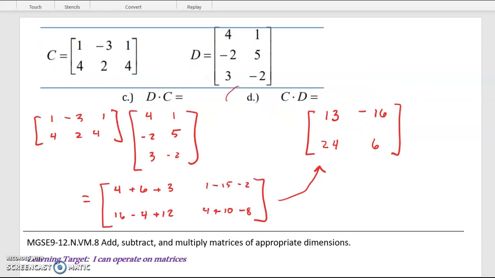And the answer to part D, which is C times D, and I have the work here so you can pause it and check it out. Final answer is 13, 16, 24, and 6.